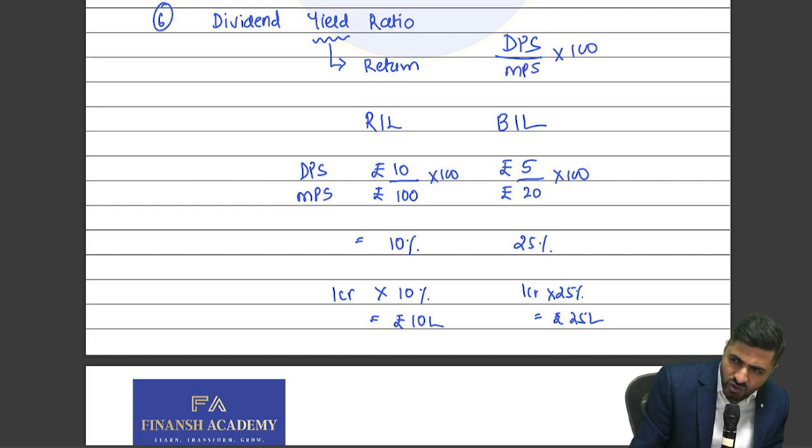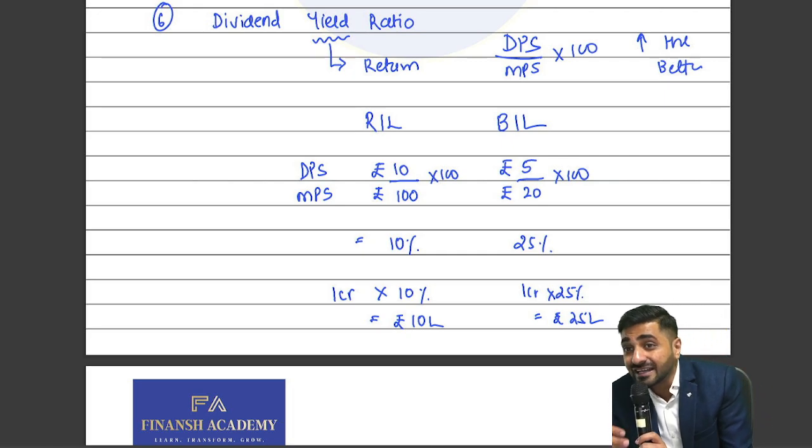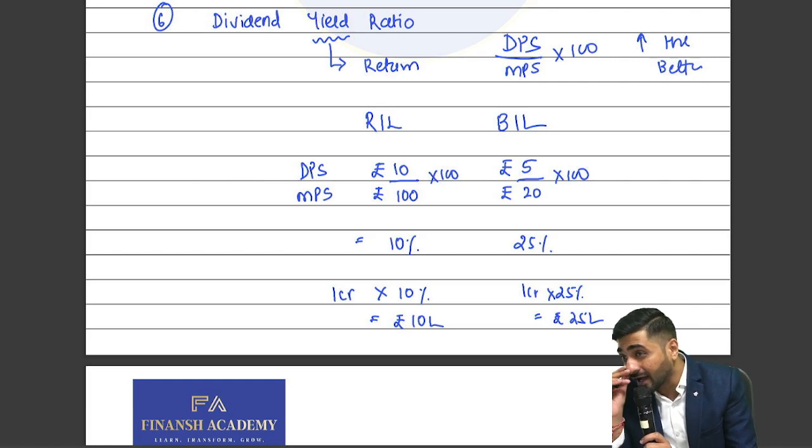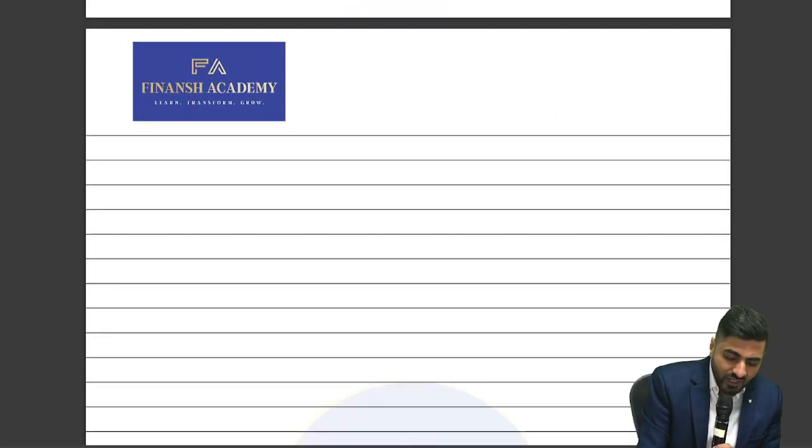Should this ratio be lower the better or higher? Of course, this ratio should be higher the better, because if this ratio is higher, it indicates higher returns, higher yield. Yield in finance means returns. You always want higher dividend yield. Okay, then we have the next ratio.